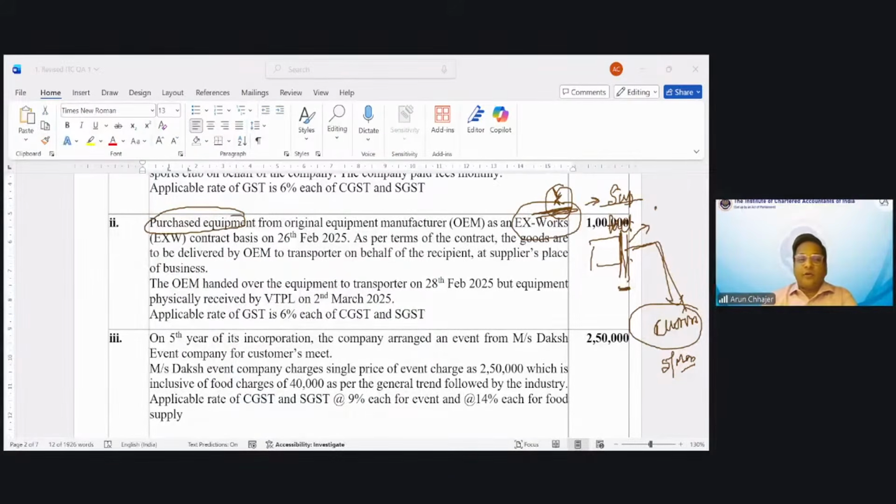तो X वर्क में क्या होगा? X वर्क में ये वाली डेट will be deemed to be receiving date, date of the goods or services, date of receipt.